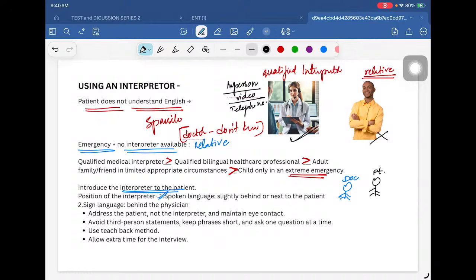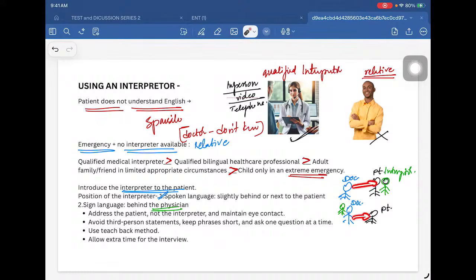Just beside the patient, you're going to have the interpreter. If it is sign language, then the interpreter will stand behind the physician. For example, if this is the doctor, the interpreter will stand behind the physician, and the patient will be in front of the doctor. Always the doctor should be facing the patient as if they are talking to each other. So this is how the whole communication should go on.